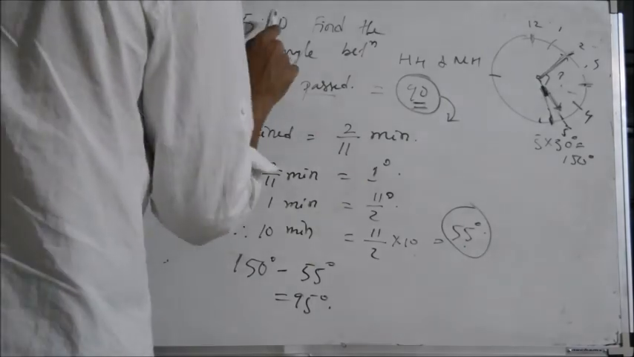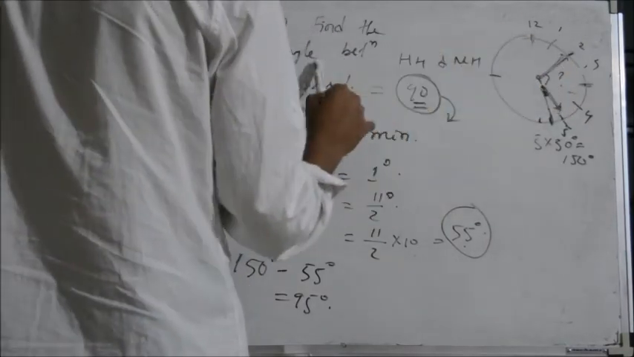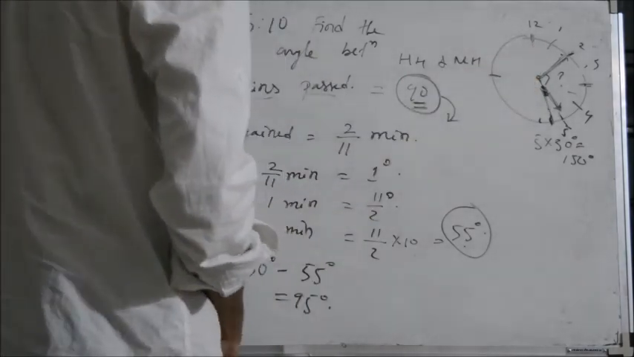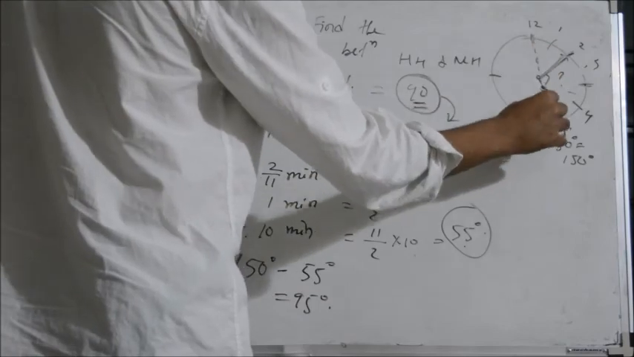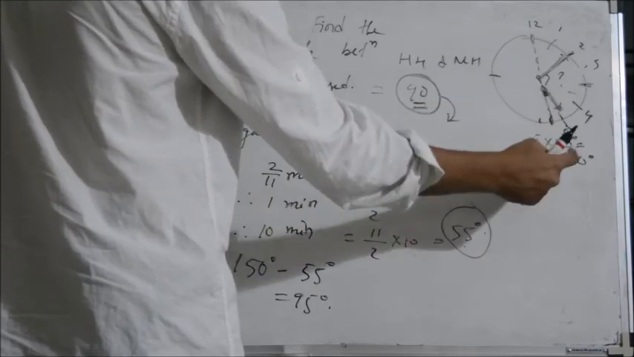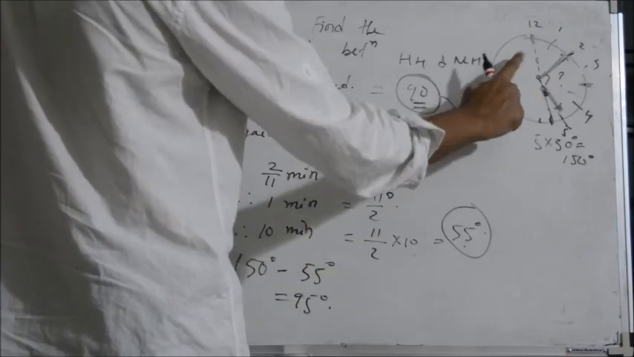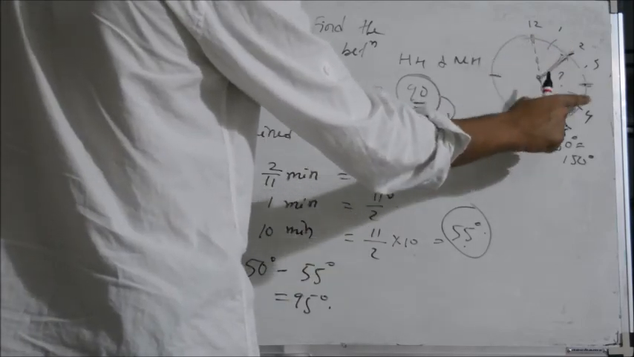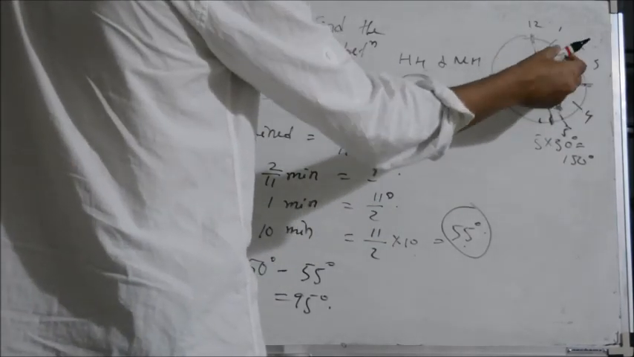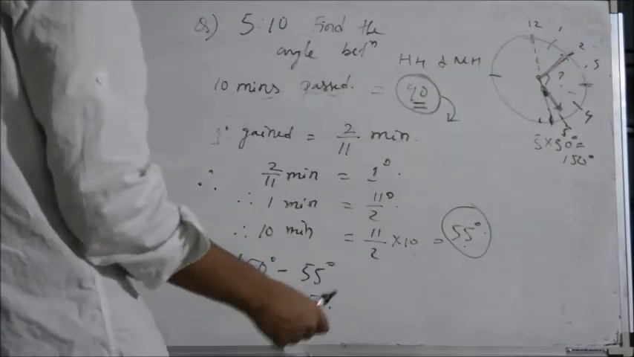Just see the question again. 5 past 10 is the time. We have to find the angle between these two. Now, consider it is exactly 5 o'clock. The angle between the hour hand and minute hand is 150 degrees, because every 5 minutes it is 30 degrees. So from 12 to 1, 1 to 2, 2 to 3, 3 to 4, 4 to 5, it is a total of 150 degrees. But since the minute hand is also moving, it will be less than 150 degrees. But how much will we subtract?